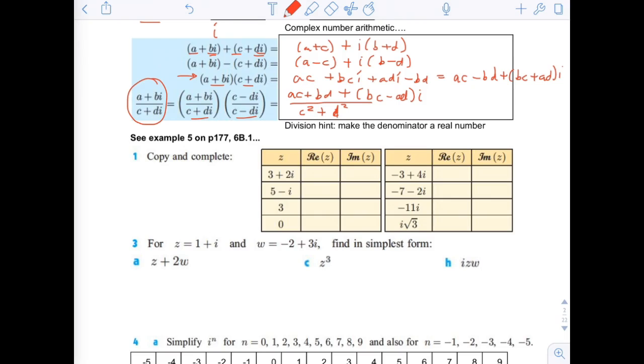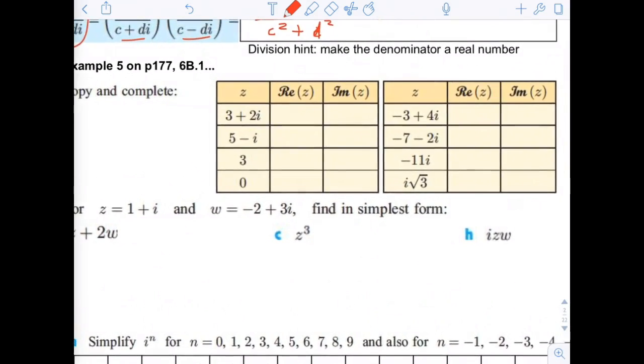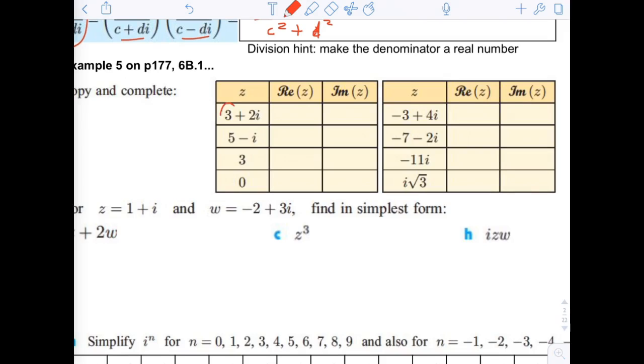Let's do number 1 here for 6b1. All we're doing is finding the real parts and the imaginary parts. The left part that's not multiplied times i is the real part, and the part that's multiplied times i is the imaginary part. So this would be 3, this would be 2i, this would be 5, this would be minus i. 3 by itself would be real, imaginary is 0. 0 itself would be 0 in both. -3 is real, 4i is imaginary. -7 is real, -2i is imaginary, -11i is imaginary, square root of 3i is imaginary.